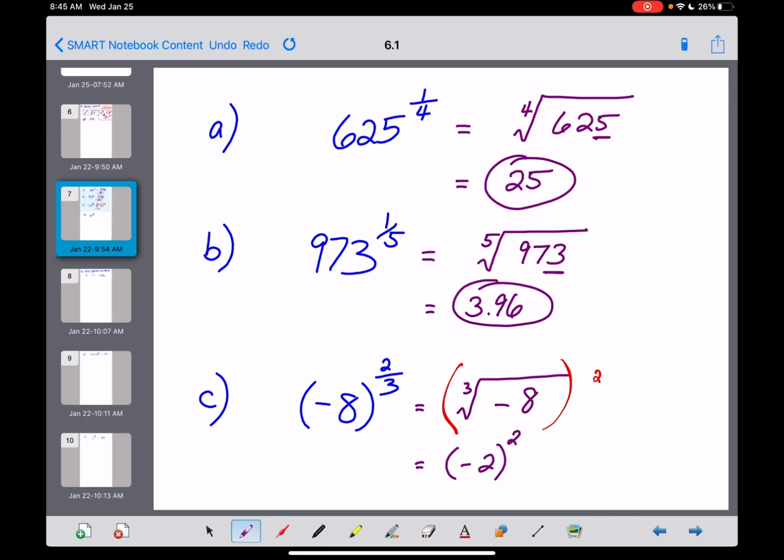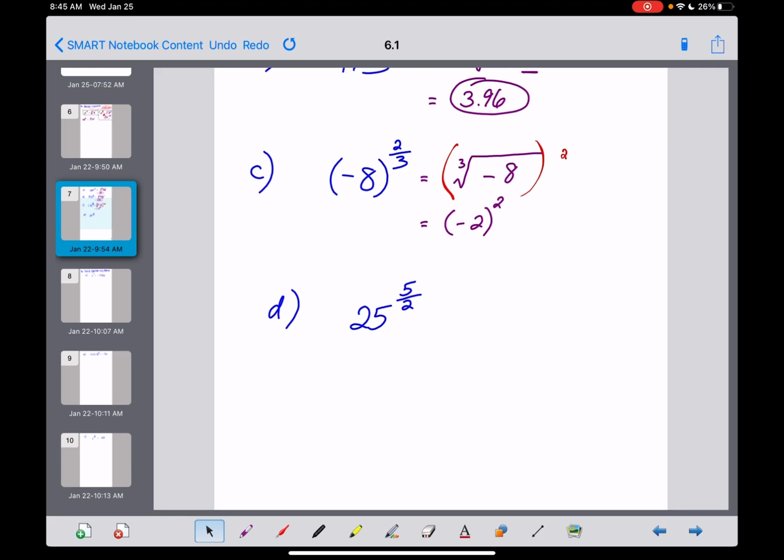We're now going to square that. And remember, everybody, that a negative number squared, a negative number times itself, is going to equal a positive, and we're going to end up with +4 for the answer to that one.